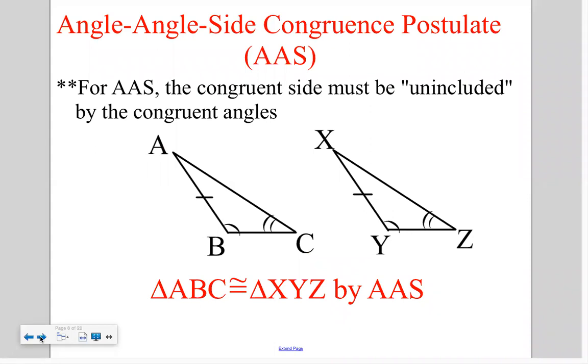Fourth one, angle, angle, side. This is a situation where you have two angles, and in both triangles, the side that is congruent is outside. It's not in between the two angles.